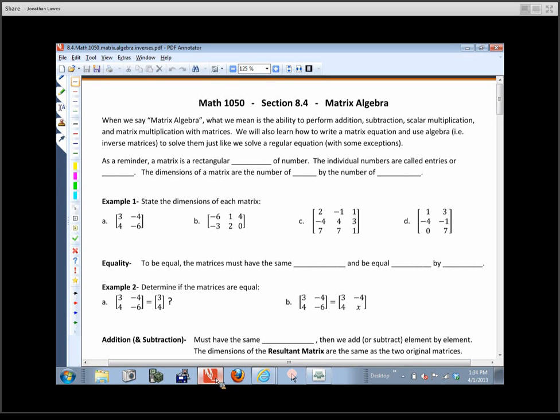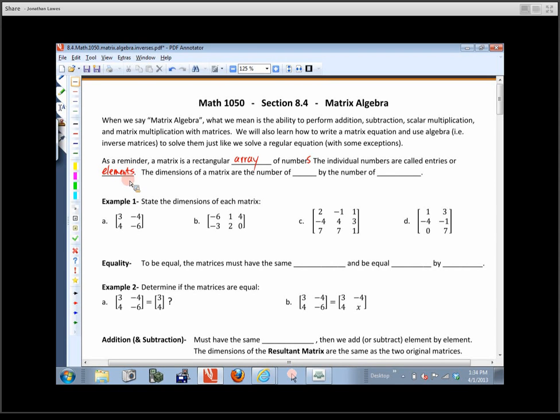So just a quick reminder, a matrix is a rectangular array of numbers. I should have said numbers here. Array, okay? And what does array mean? It's an arrangement, okay? It's a rectangular arrangement of numbers. So the individual numbers are called entries, or the other word we can call them is elements. So you can call it an element of the matrix or an entry in the matrix.